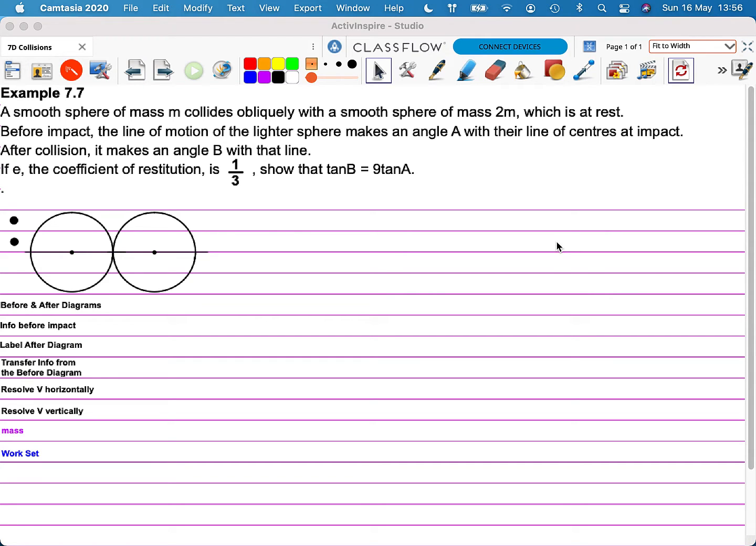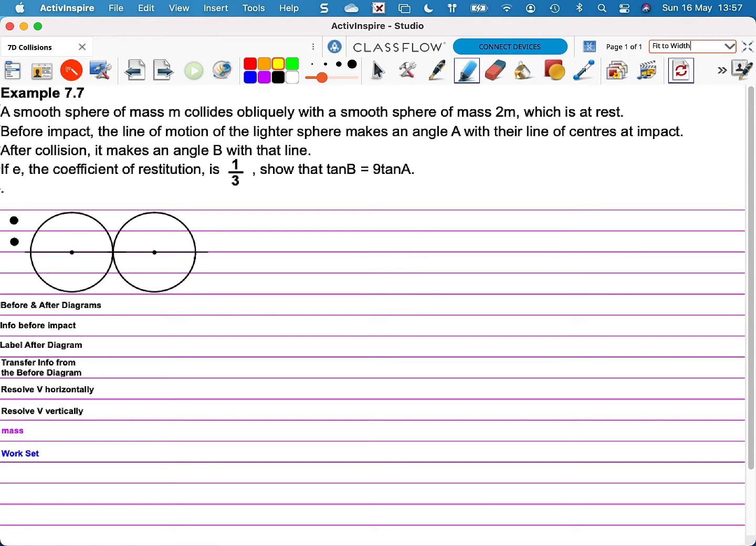Okay, we're looking at oblique impacts again today. If you read the question, a smooth sphere of mass m collides obliquely with a smooth sphere of mass 2m, which is at rest. Before impact, the line of motion of the lighter sphere makes an angle A with their line of centers. Now, this is very important.